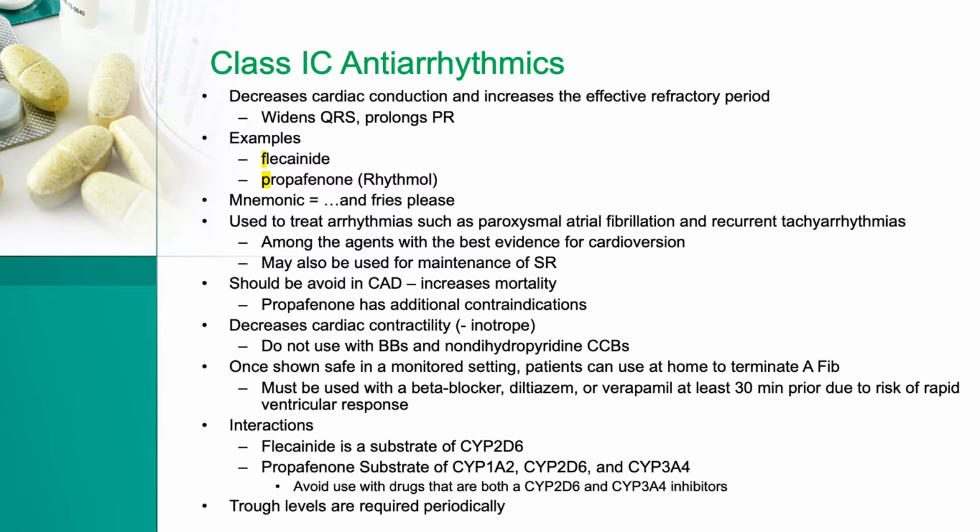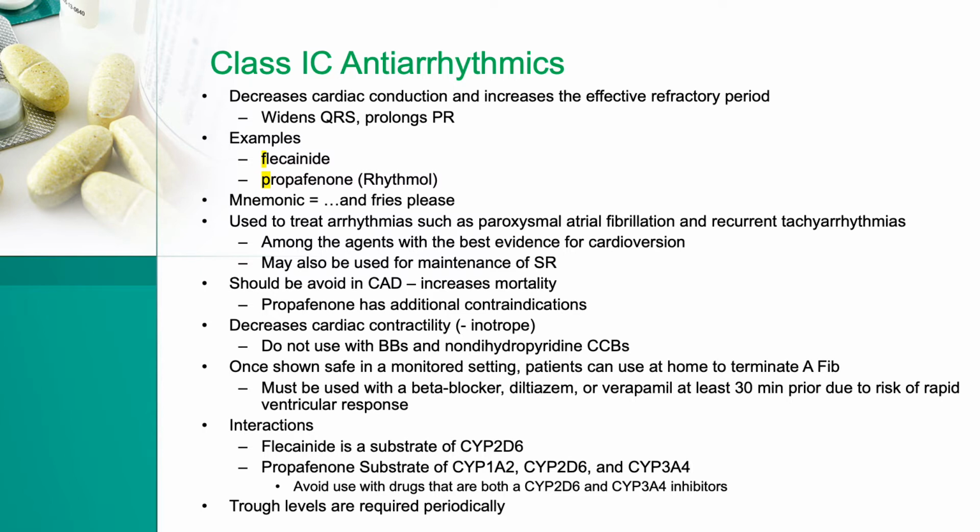They are among the agents with the best evidence for cardioversion and may also be used for maintenance of sinus rhythm. Class 1C antiarrhythmics decrease cardiac contractility, so they shouldn't be used with beta blockers and non-dihydropyridine calcium channel blockers. Once shown safe in a monitored setting, patients can use them at home to terminate atrial fibrillation.